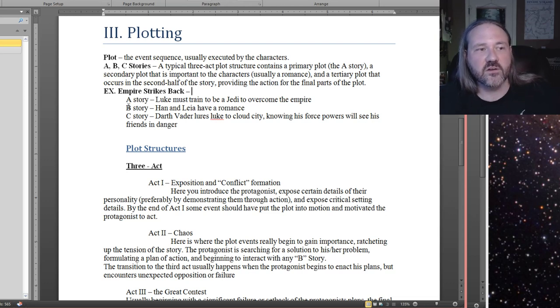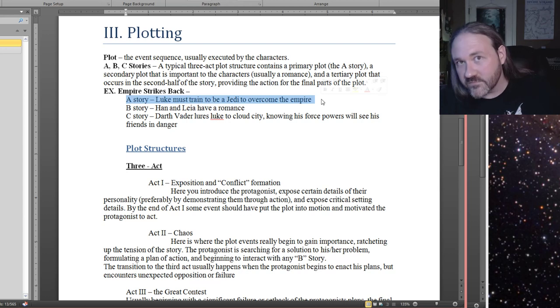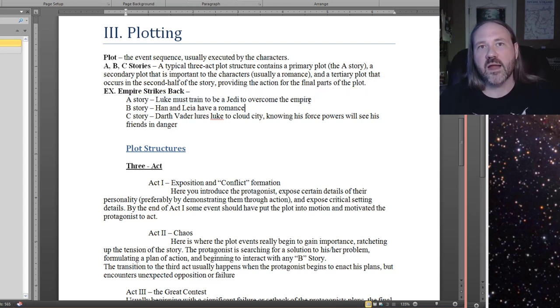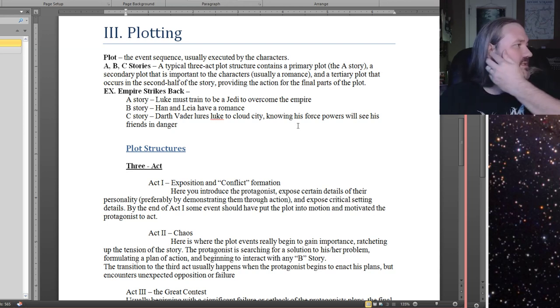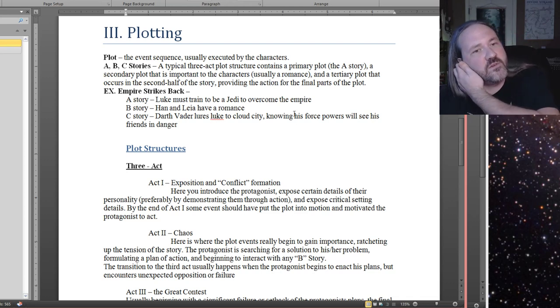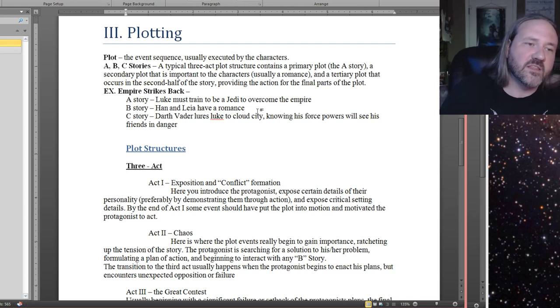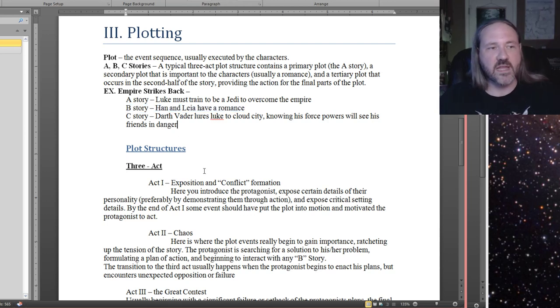It uses a standard three-act setup. So the A story is Luke has to train to be a Jedi, to overcome the Empire and Darth Vader. So the main plot goal is we have to beat Vader. I have to power up to beat Vader. That's the A story. The B story is Han and Leia have a romance. Pretty obvious, pretty straightforward. They're put in a stressful situation that causes them to recognize romantic feelings towards one another. And indeed, the B story is actually established in the first act.